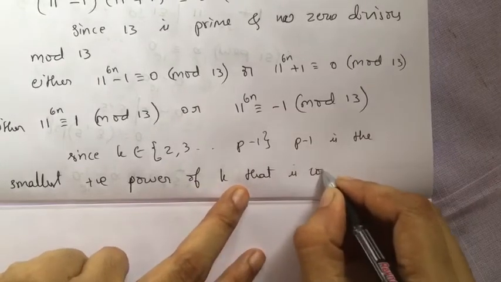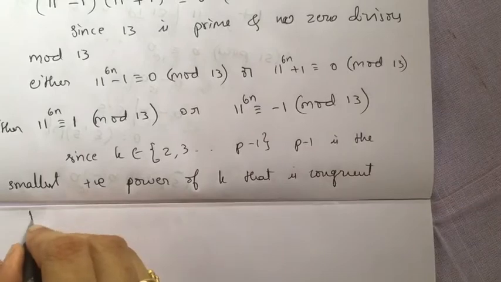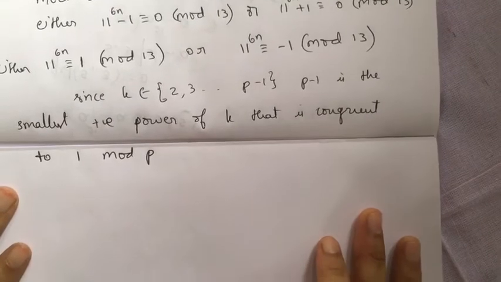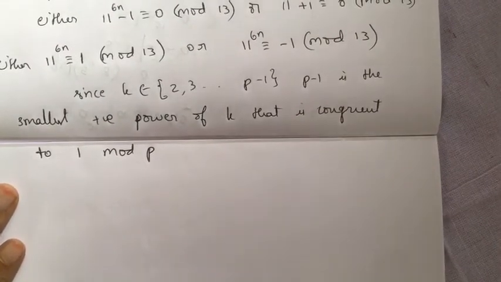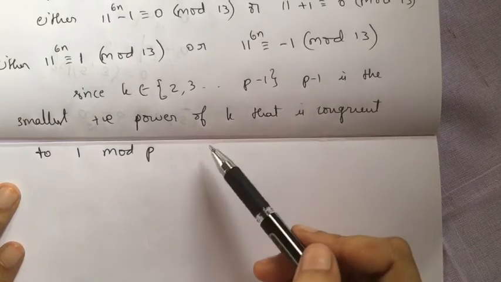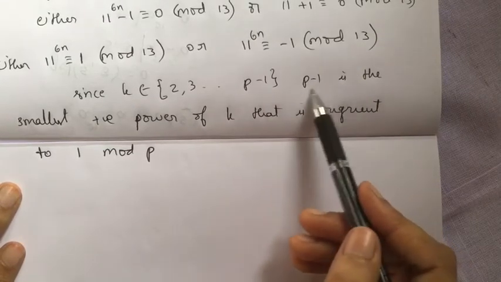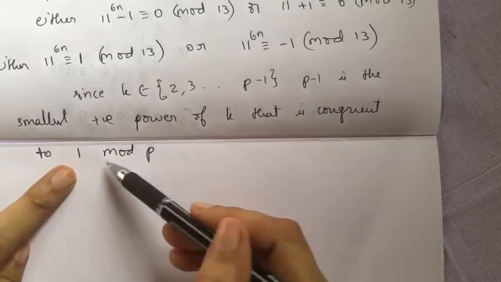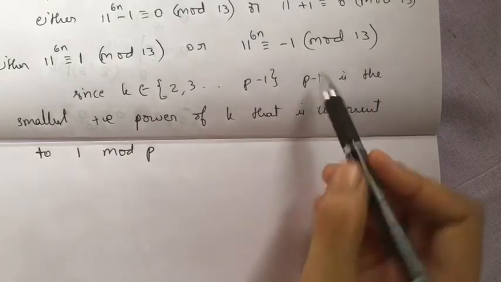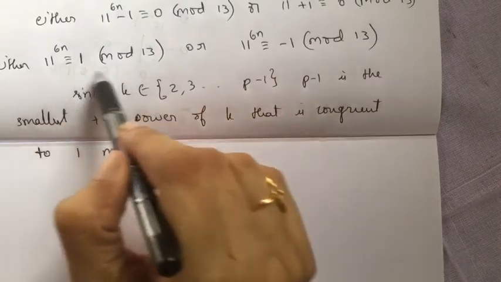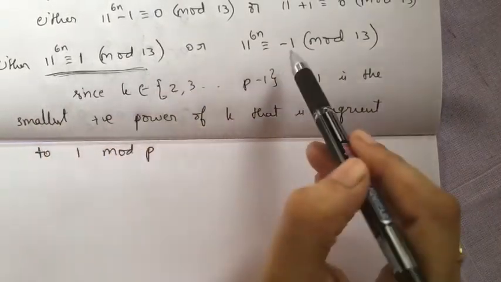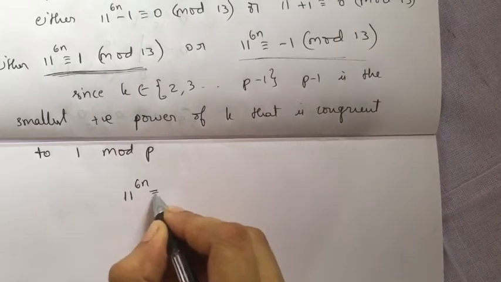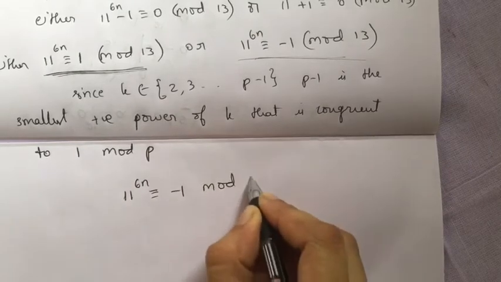That is congruent to 1 mod p. Okay, this we have applied, we observed in the proof. So it has to be the smallest positive power, p minus 1. So when I take that, it should give me 1 mod p. So when that is the case, I can omit this, right? So this is not possible, only this is possible. Therefore, I can write 11 power 6n is congruent to minus 1 mod 13.